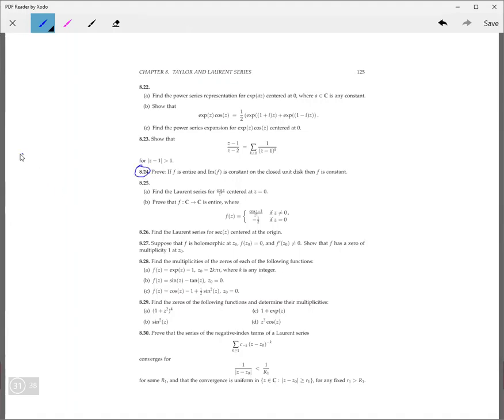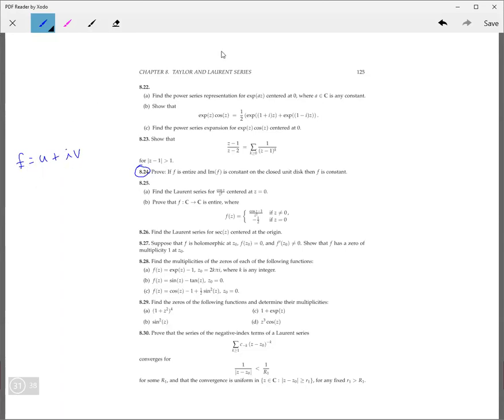Those are the Cauchy inequalities, the one from the Liouville theorem. But then it's kind of another thing. So essentially what you do is this.